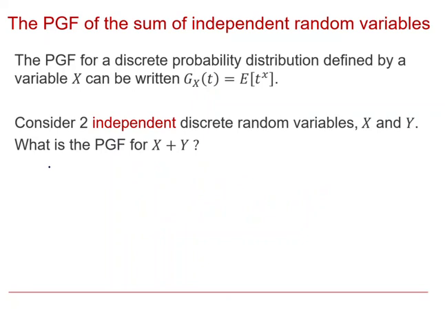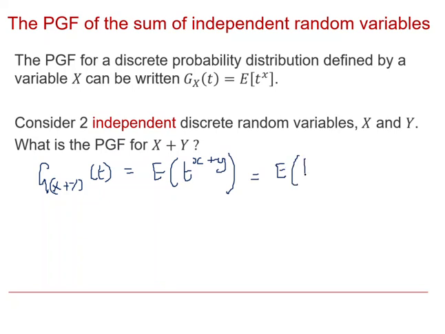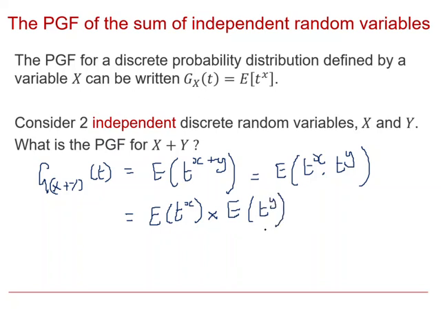And if we just consider the generating function for the sum of our two random variables as E of t to the x plus y, we can write that using the rules of indices as the expected value of t to the x multiplied by t to the y, and because x and y are independent, t to the x and t to the y are also independent, therefore we can write that as the expected value of t to the x multiplied by the expected value of t to the y.